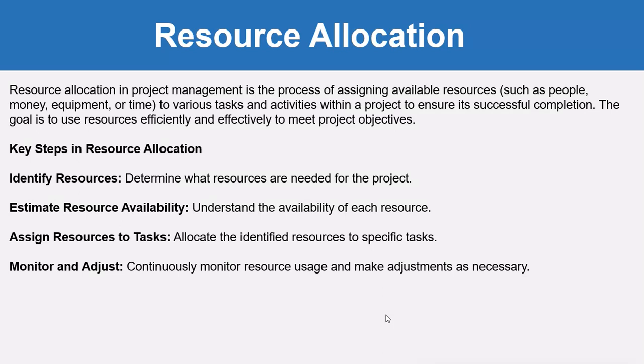So the key steps involved in resource allocation are: first one is to identify resources. That means determine what resources are needed for the project, that means people, hardware, software, equipment, etc. Then estimate resource availability, which means understand the availability of each resource. Assign resources to tasks means allocate the identified resources to a specific task. Monitor and adjust means continuously monitor resource usage and make adjustments as necessary.